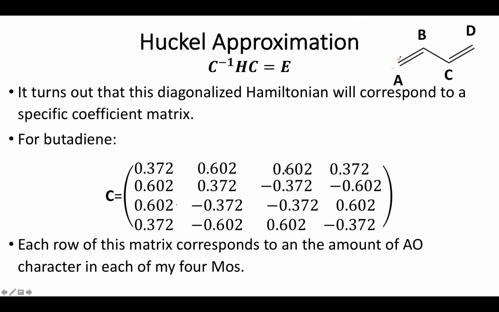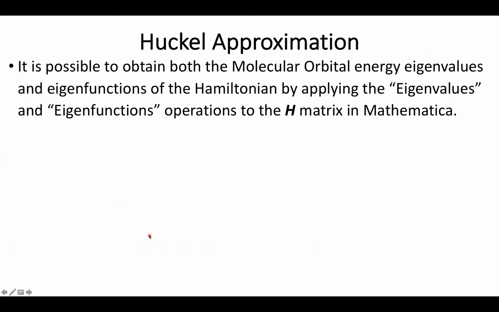And then by the time we hit the third MO, now B and C are in phase and A and D are out of phase. And again, with varying amounts of contribution. So what's possible is we can then correspond each of our energy eigenvalues to each of these molecular orbital configurations. So each of our eigenvalue energies corresponds to an eigenvector molecular orbital.